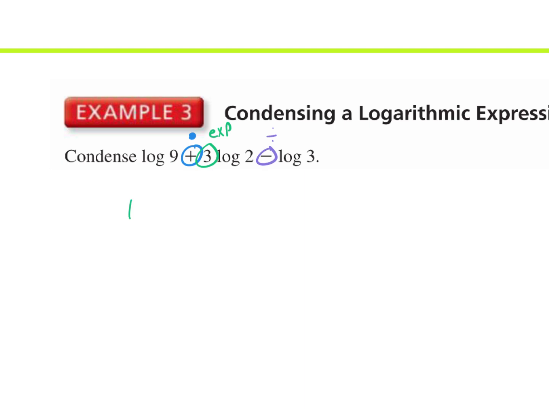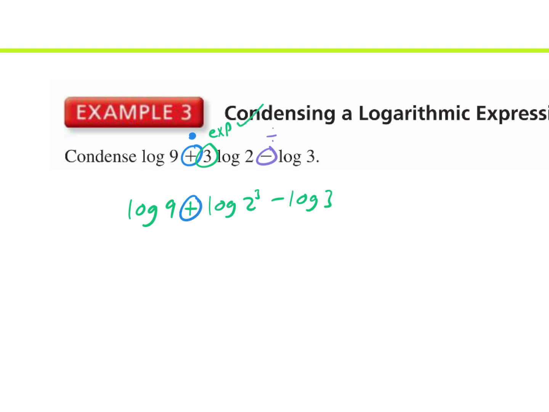And I would first do my exponent, just because I'd want to make sure that that exponent is over the correct number in this case. So we get a log of 9 plus log of 2 to the third power minus log of 3. Now that we took care of our exponent, that's done.